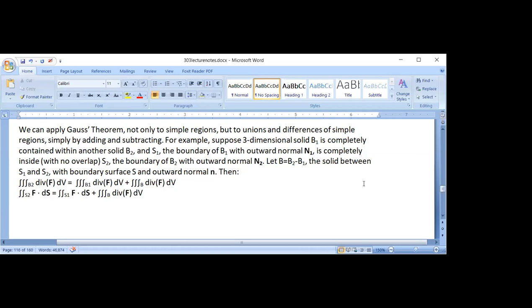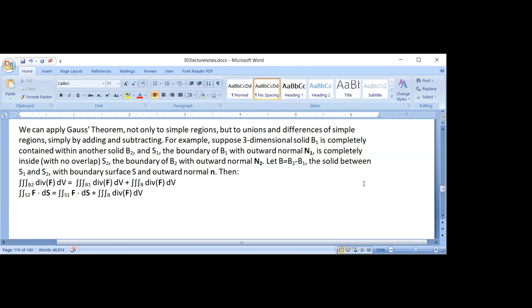So how are we going to use this? What does this mean? Suppose a three-dimensional solid, which I'm going to call B1, is completely contained in another solid, which I'm going to call B2. So if you like, imagine one ball inside another ball. And so B1 has boundary, which is a surface S1, and that's got outward normal N1. Okay, and again, that's completely inside the other one.